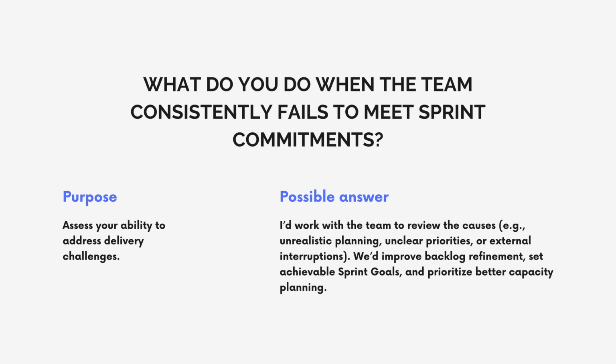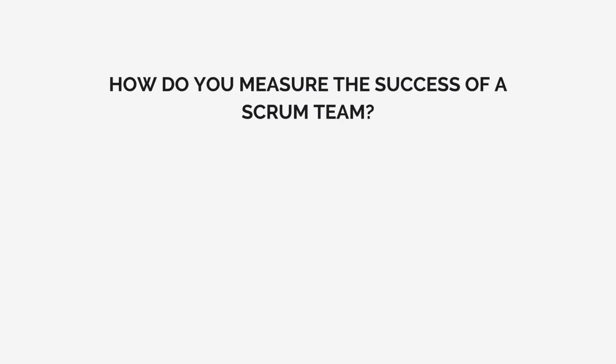Is it due to unclear priorities or external interruptions? You would also improve the backlog refinement process. You would try to set achievable sprint goals with the development team, and you will help the team prioritize better capacity planning.